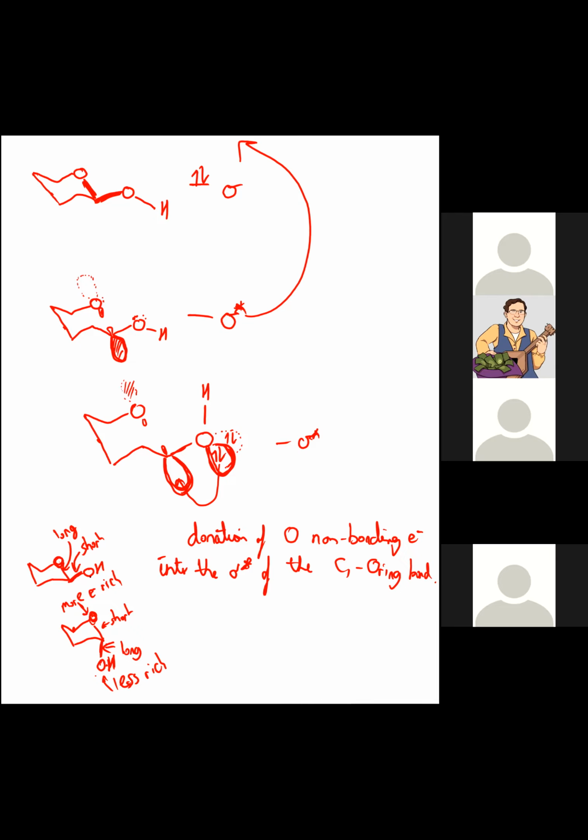Did that help at all, Paul? Yeah, that helped. So, like what we were saying before when we had that O-, it had a bad anomeric effect, a bad exoanomeric effect, but a very good endoanomeric effect. Yes. Okay. Yeah.